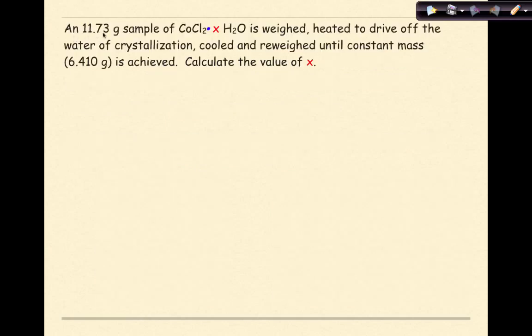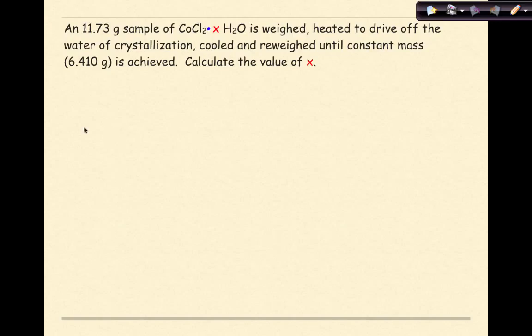An 11.73 gram sample of CoCl2·XH2O, which is what we're going to solve for, is weighed, heated to drive off the water of crystallization, cooled, and reweighed until constant mass 6.410 grams is achieved. Calculate the value of X. So we're trying to see how many water molecules are associated with this 1 formula unit of cobalt(II) chloride.